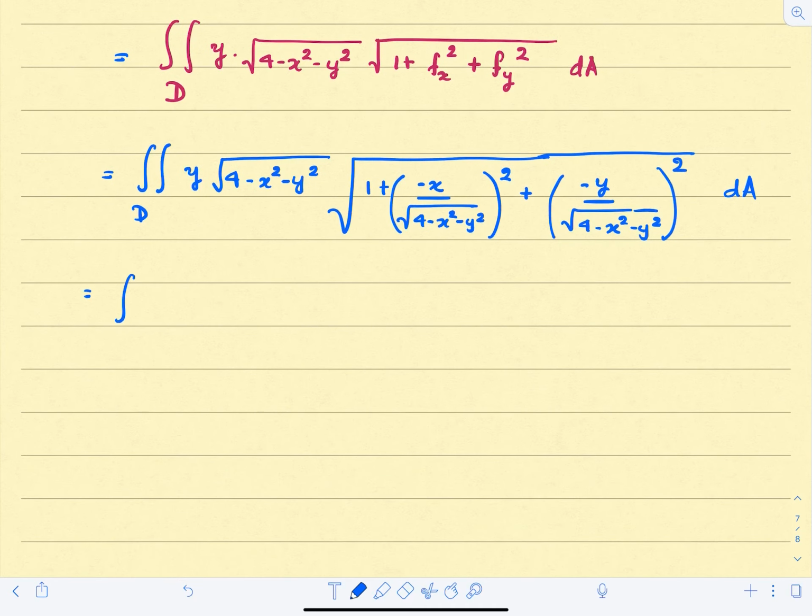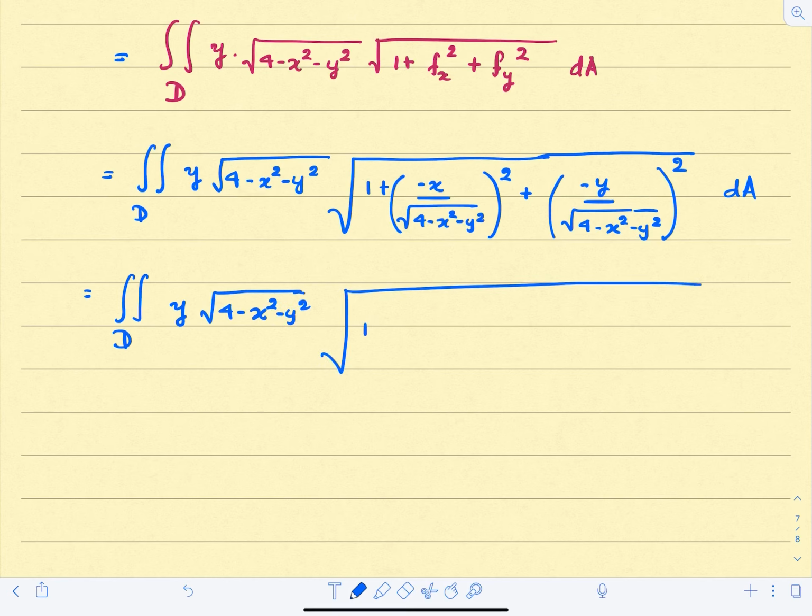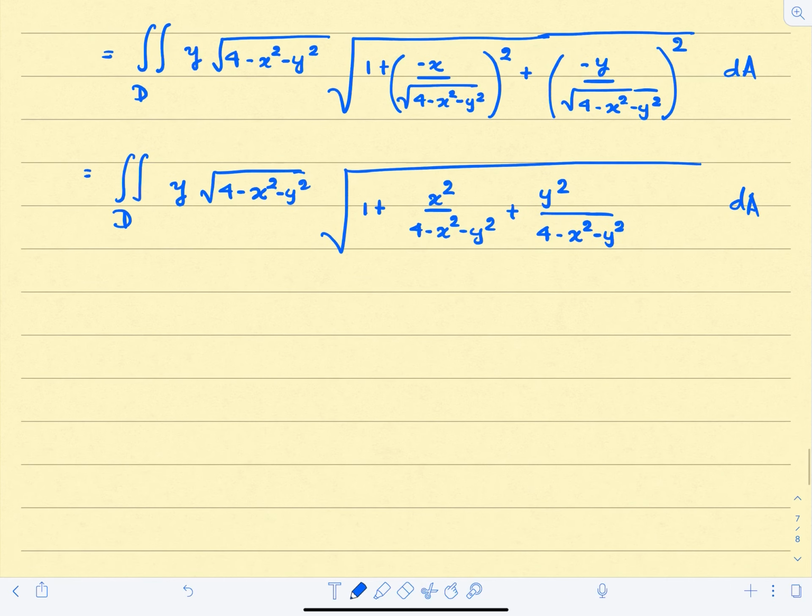Now if you simplify the integrand, you will get y times square root of 4 minus x squared minus y squared times square root of 1 plus x squared over 4 minus x squared minus y squared plus y squared over 4 minus x squared minus y squared dA. Now let me simplify the quantity under this radical sign. So the common denominator should be 4 minus x squared minus y squared.